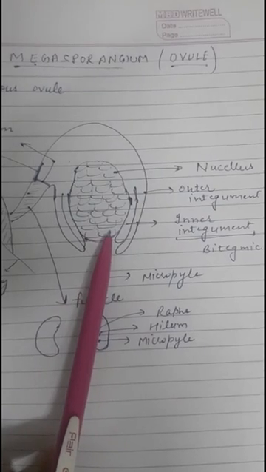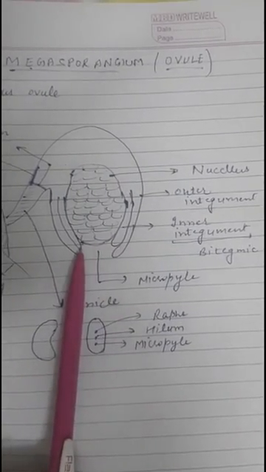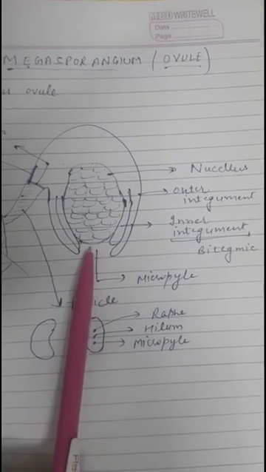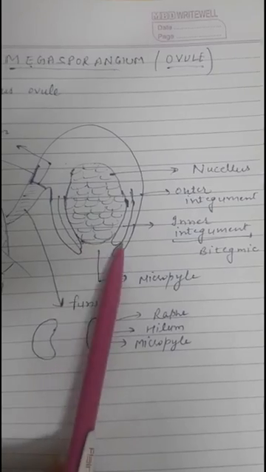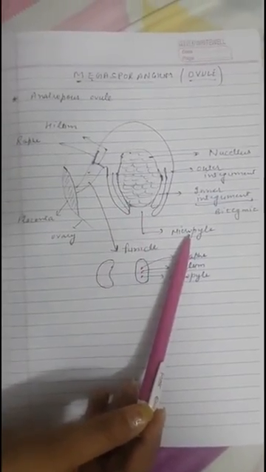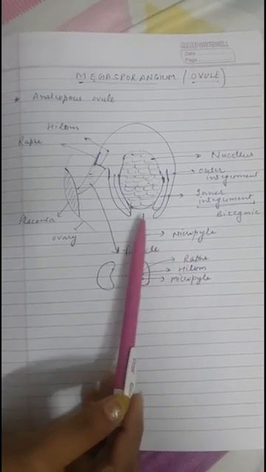Now the integuments are not fused with each other. There is a small structure you can see here, a small opening where the two integuments are not attached or fused. This opening is called micropyle.